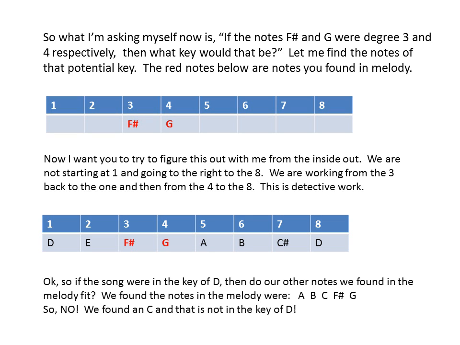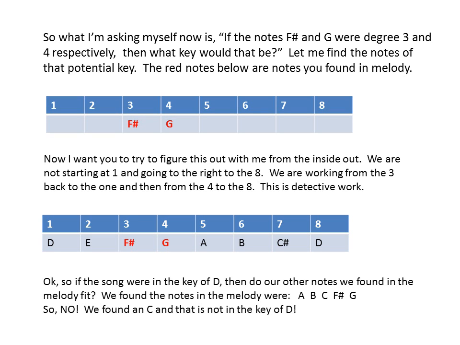So let's see. A, that fits. That's number 5. B, that fits. That's number 6. C, uh-oh. The key of D does not have a C. It has a C sharp. So crap. What are we going to do now?